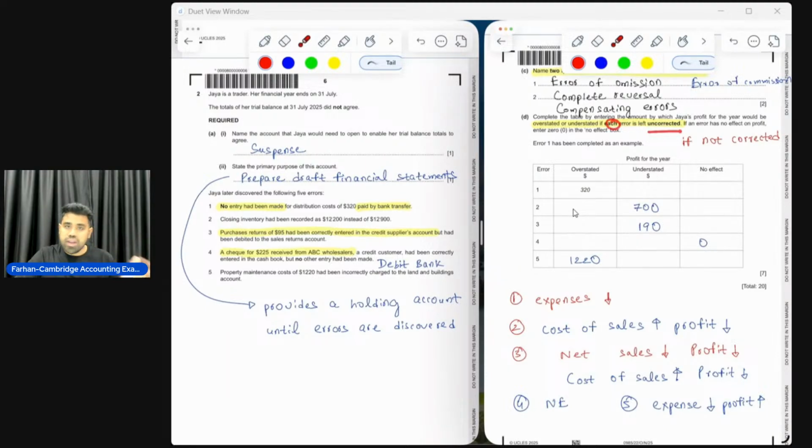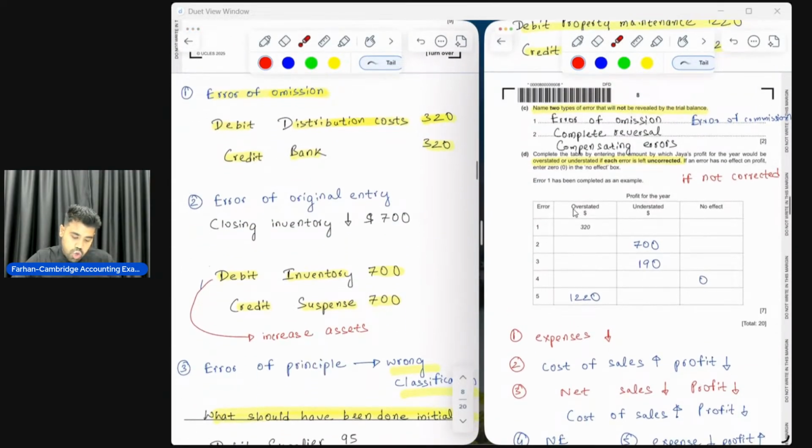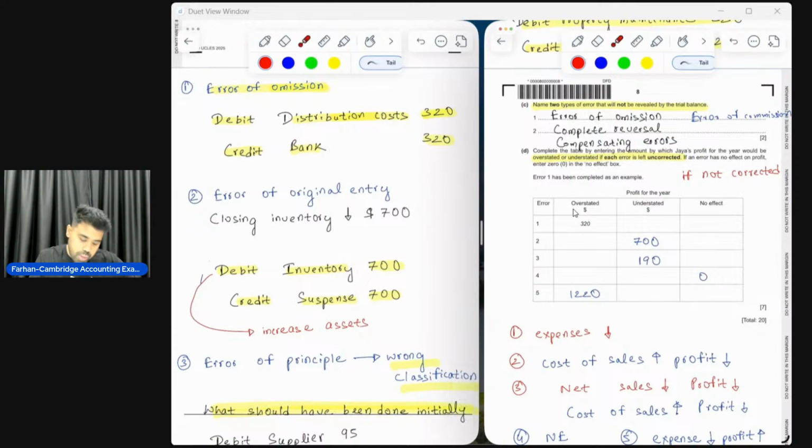Previously in part B, we corrected all the errors, but now they're talking about the effect on profit if we don't correct these errors. So for us to correctly answer this question, we would have to go through the workings for the journal entries that we had originally made. Okay. Now, I'll just bring the workings up for what we had originally done. And I believe you remember the transactions which we talked about. So starting with the first error, which is an error of omission, distribution costs had been debited by 320 as part of the correction. So if we didn't fix this, we would be understating our expenses, right?